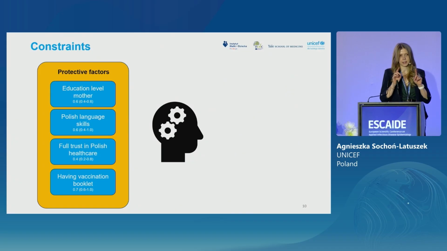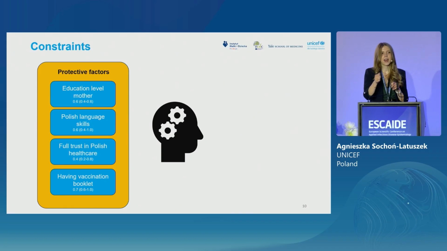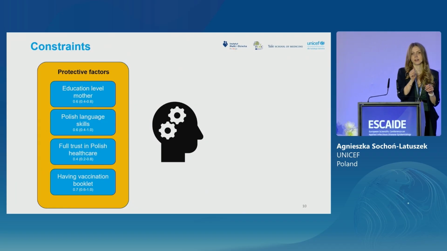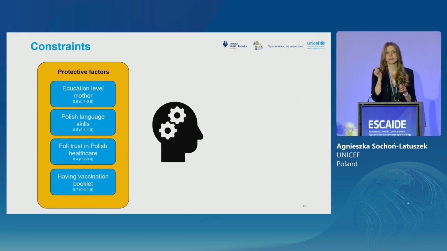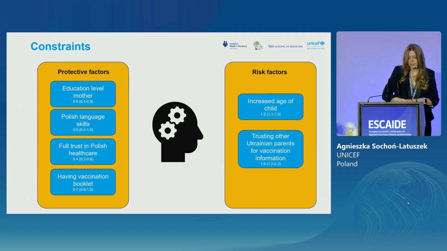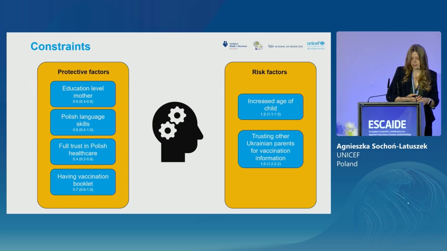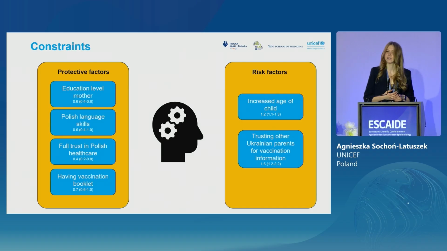And having vaccination booklets. Sometimes they were having vaccination booklets, but it was in Ukrainian. And we heard, this is actually from the qualitative research, that they were advised to get the booklet translated, which is also costly. So imagine having multiple children and having to have this translated. The increased factors were age of a child, but also trusting other Ukrainian parents for vaccination information.